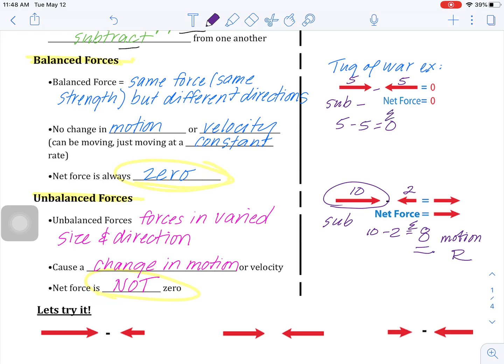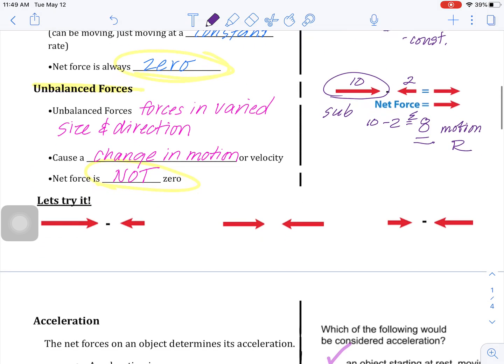Whereas up here, the net force is 0, meaning the object either has no motion whatsoever, so the tug-of-war is at a standstill, or it's moving in a certain direction at a constant rate. It's not accelerating, not speeding up, not slowing down, but staying consistent, so I don't have a change in the net force. So there's a couple practice problems down here. These were all labeled for you on your notes.